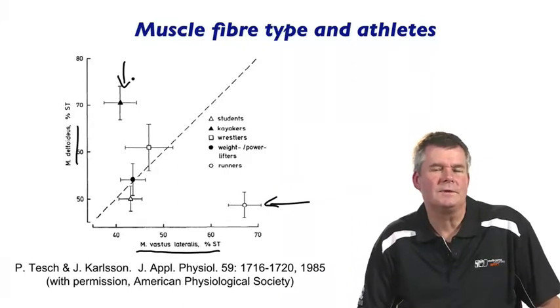In our last module in this course, we're going to examine some of the aspects of genes and athletic performance and ponder, are athletes born or are they made? And one of the questions that applies to is clearly muscle fibre type.